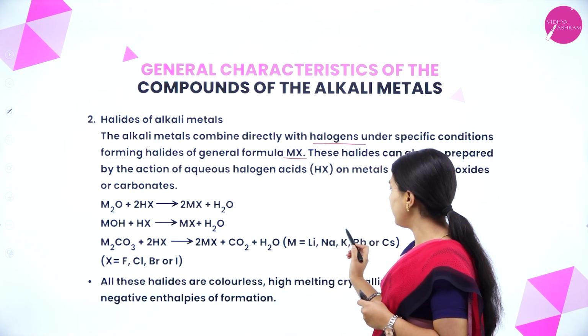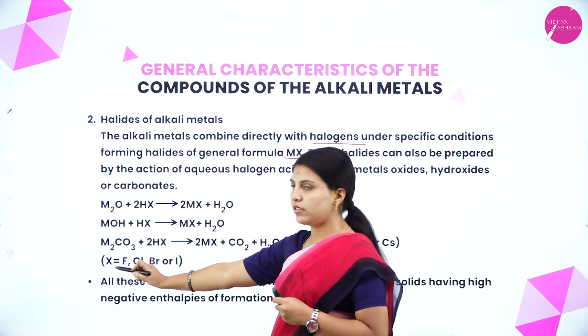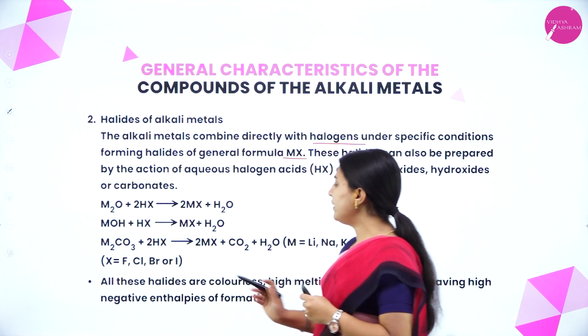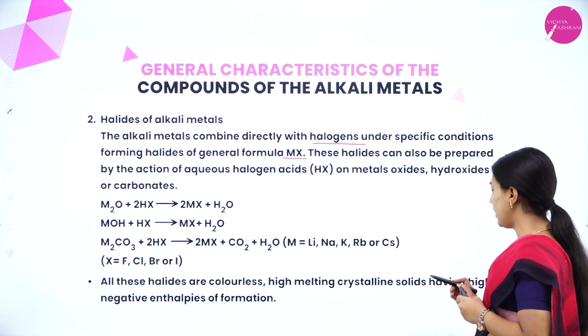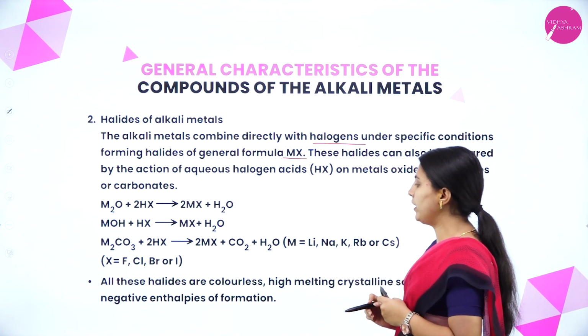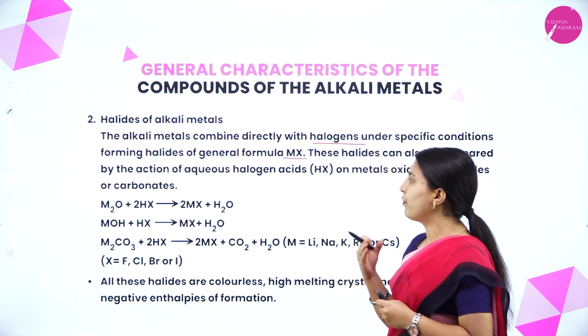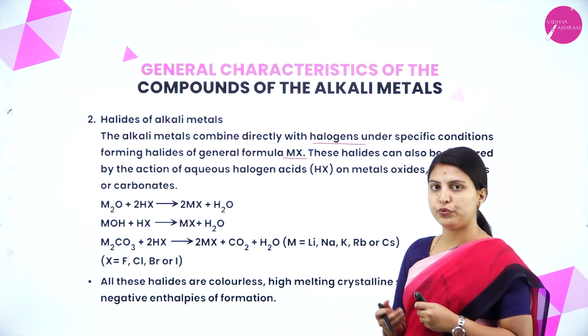M is nothing but lithium, sodium, potassium, rubidium or cesium. X is nothing but halogen. It may be fluorine, chlorine, bromine or iodine. All these halides are colorless, high melting crystalline solids having high negative enthalpies of formation. This is how from the carbonates, from the metal oxides, from the hydroxides, halides will form.